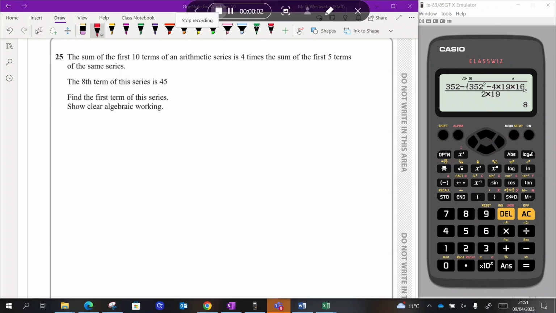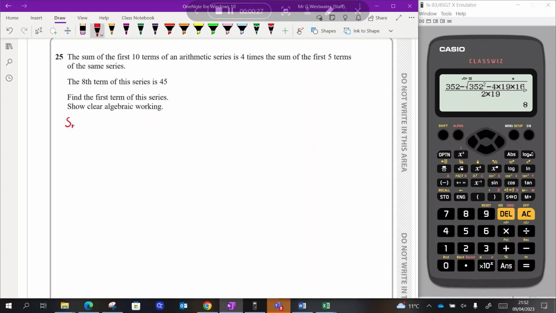Anyway, on to the final question, question 25. The sum of the first 10 terms of an arithmetic series is 4 times the sum of the first 5 terms of the same series, and the 8th term of this series is 45. So what we're going to have to do here, well, it says first find the first term of the series. So there are some formulae at the front of the booklet. I'm just, rather than go all the way back to the front, I'm just going to write them out.